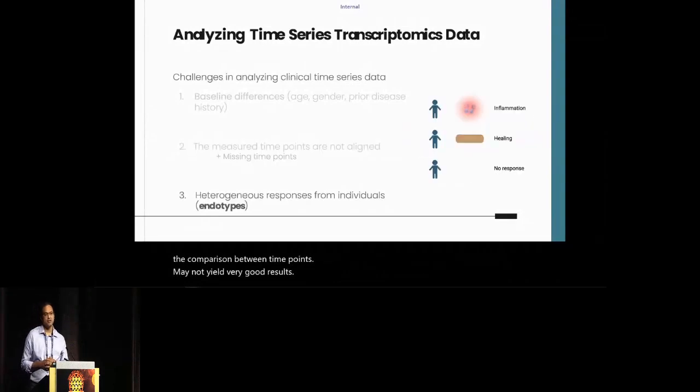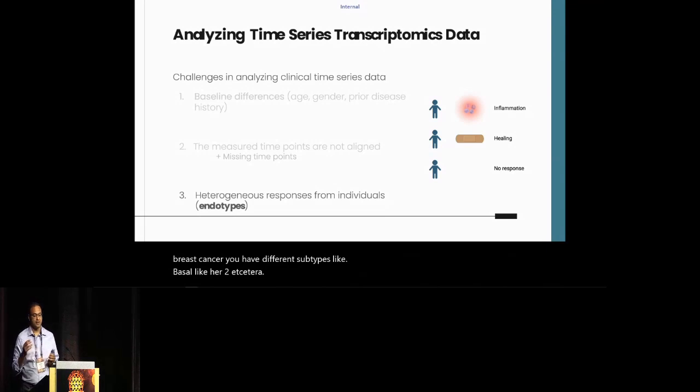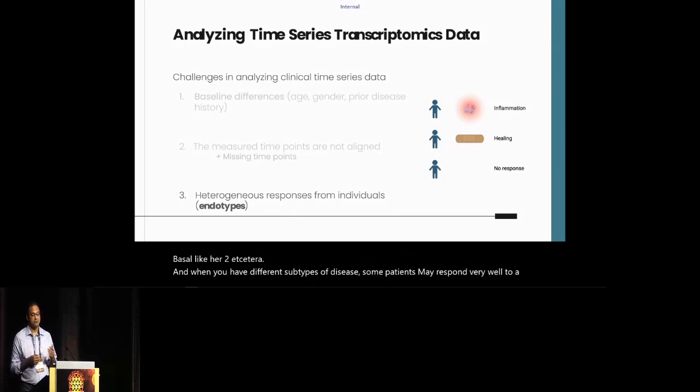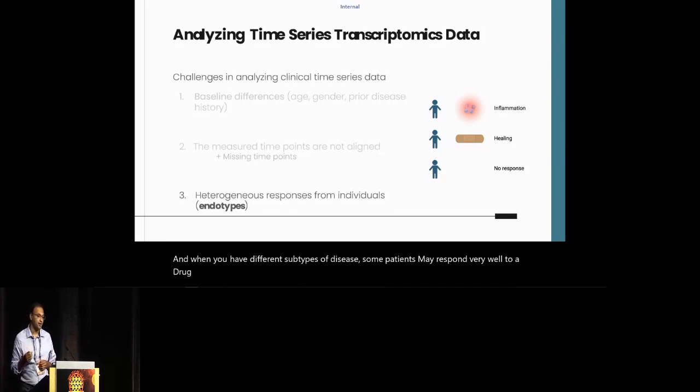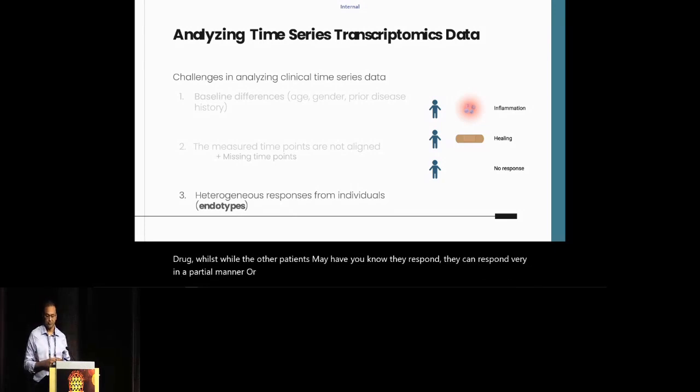The third one is that the patients may be having different subtypes of disease. So for example, in breast cancer, you have different subtypes like basal-like, HER2, etc. And when you have the different subtypes of disease, some patients may respond very well to a drug, while other patients can respond in a partial manner or not respond at all to the drug.